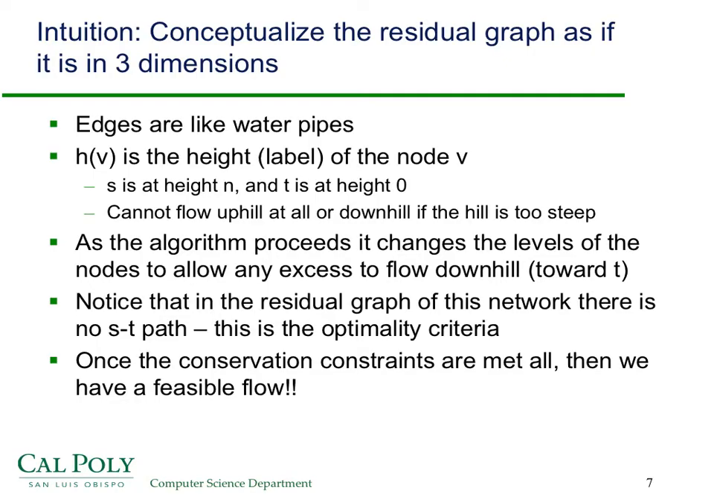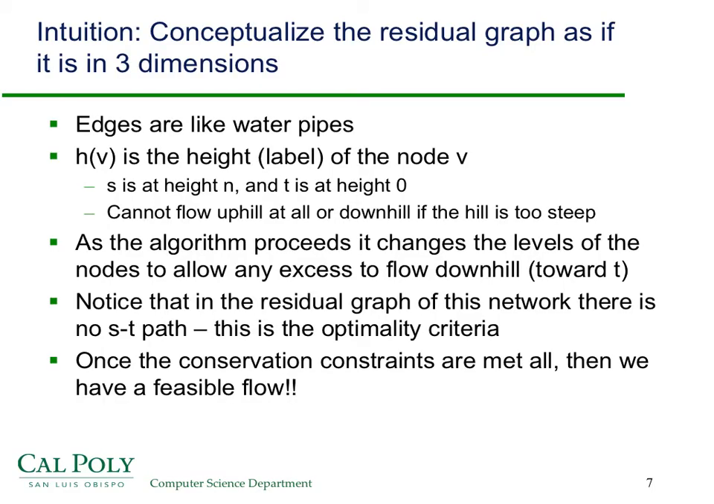So it turns out that there can't be an ST path in the residual graph of this network. If you think about it, it's because the flow can't flow downhill, the hill can't be too steep. And what that means, because the source is at height n and the sink is at height 0, is that the path would have to be too long to be an ST path. It would have to have a cycle in it.